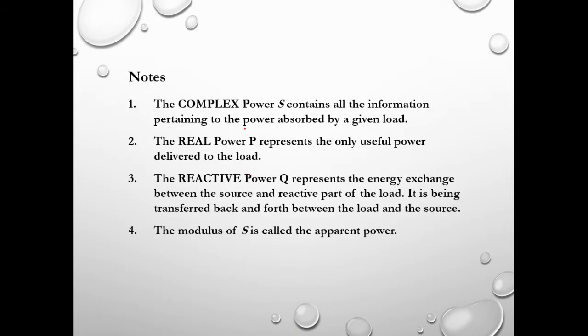So note the complex power S contains all the information pertaining to the power absorbed by a given load, because we know that complex power S is equal to P plus jQ. All the information pertaining to the power in terms of Q and P is shown in S. So the real power P represents the only useful power delivered to the load. This is how we can define the meaning of real power.